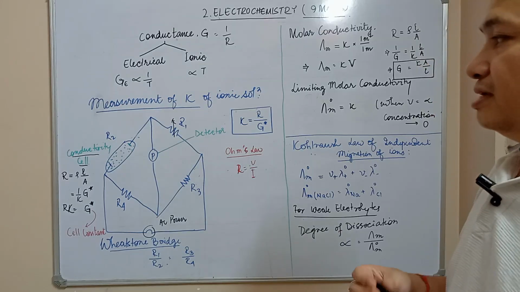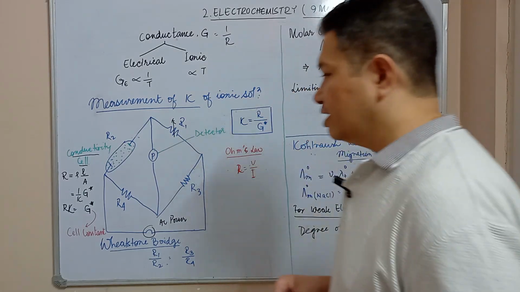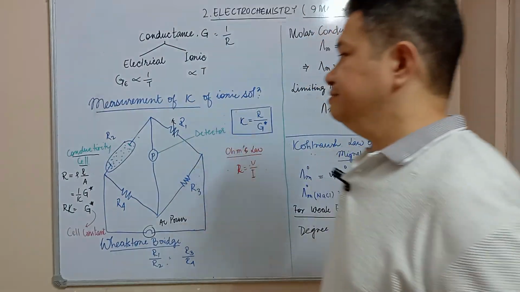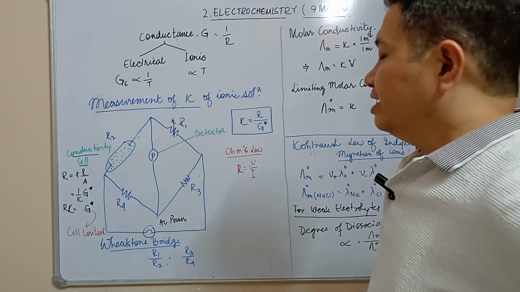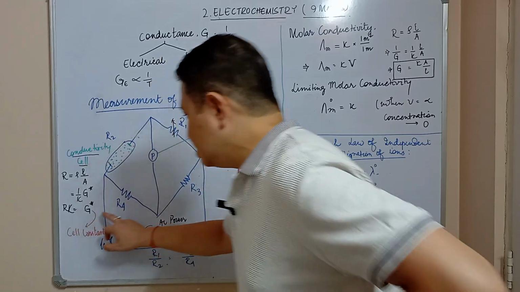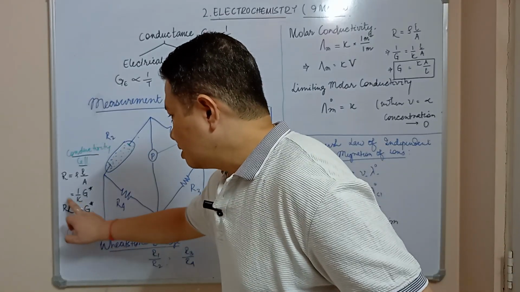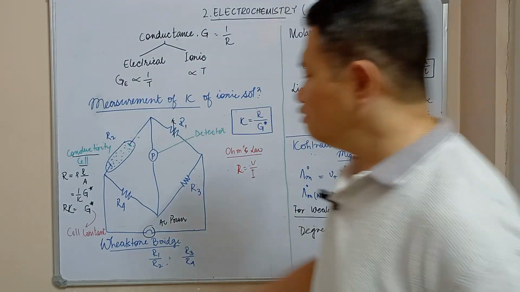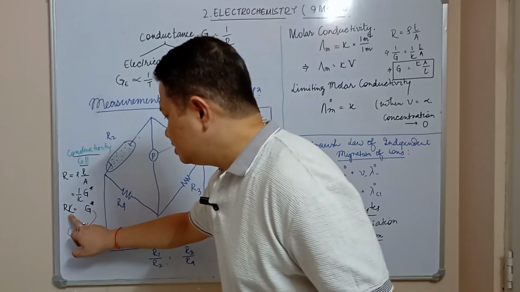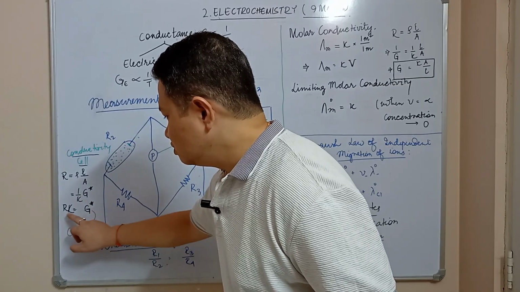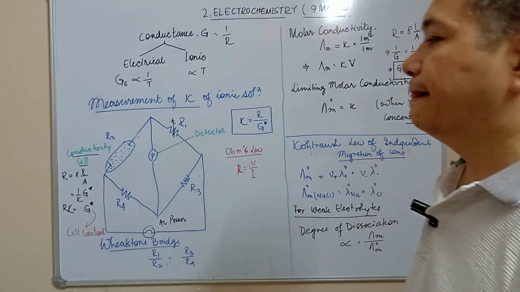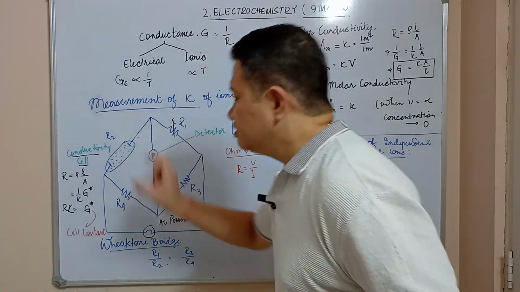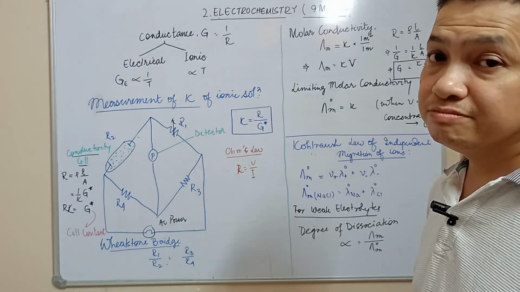Now, first you need to know, our objective is what? It's finding the conductivity, right? According to this equation, if kappa comes to this side, then R kappa is equal to the cell constant. So if you want to know the conductivity, you need to know the cell constant and the resistance of the conductor. When you know the cell constant and the resistance, you can calculate the conductivity of that ionic solution. True.